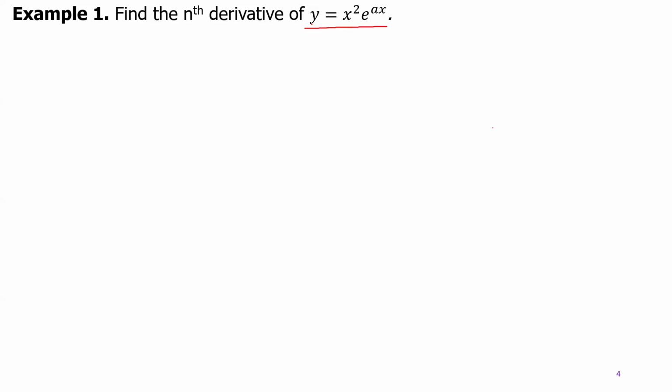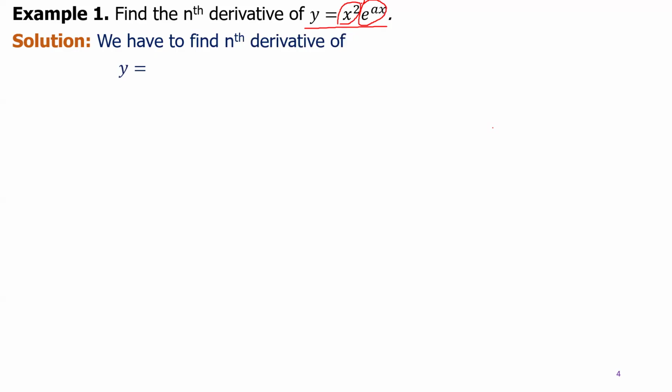Now here, y is the product of two functions. One is x square, another is e to the power ax. So we have to find the nth derivative of y is equal to x square into e to the power ax. Let us give it equation number 1.